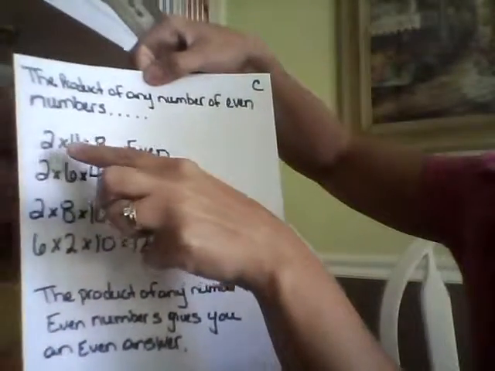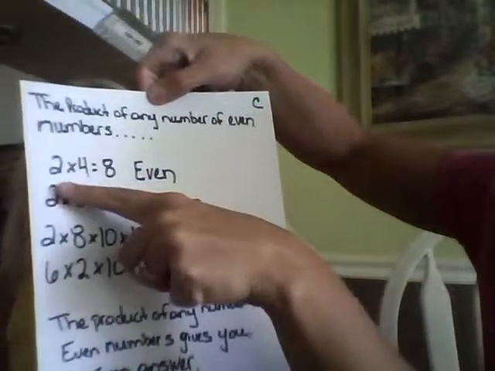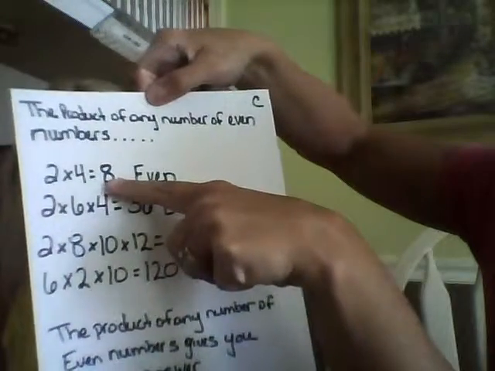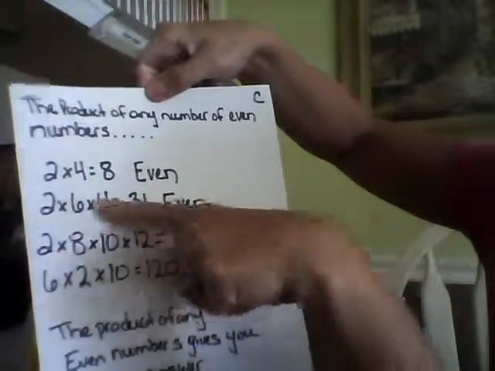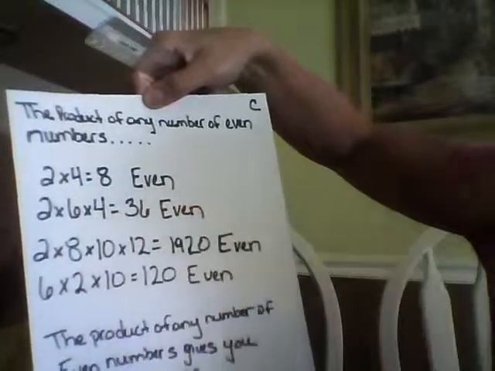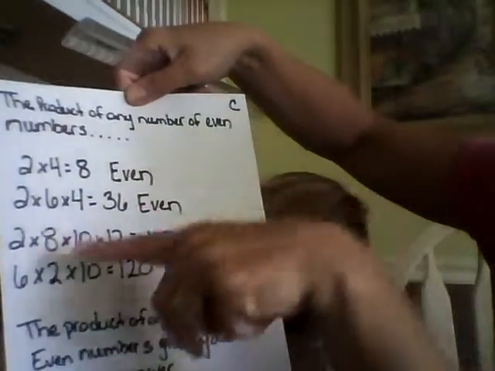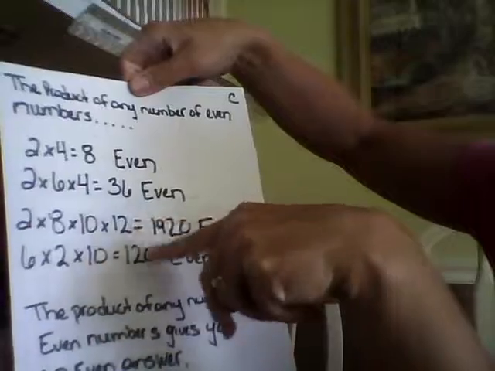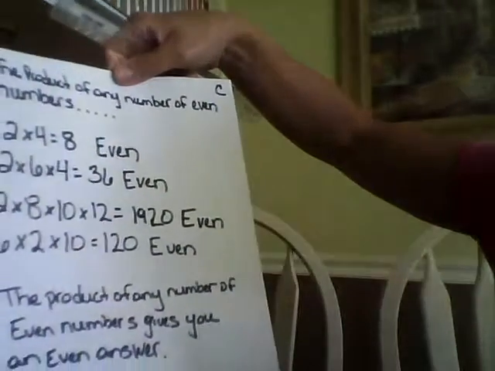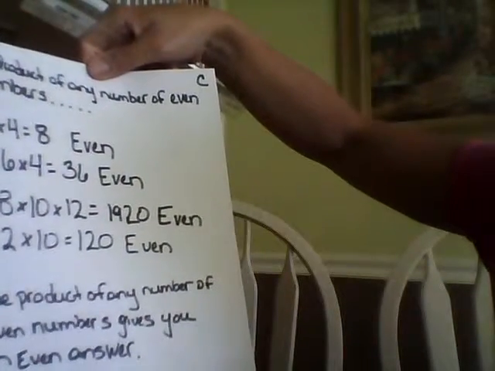For letter C, it wanted to know the product of any number of even numbers. We see the word product, so we know we're going to have to multiply. I chose random even numbers. 2 times 4 gave me an even answer. Then I chose 3 different even numbers: 2 times 6 times 4 is 48, which gave me another even answer. I chose another one, just random even numbers, and in every case it gave me even answers. So I concluded that the product of any number of even numbers gives you an even answer.